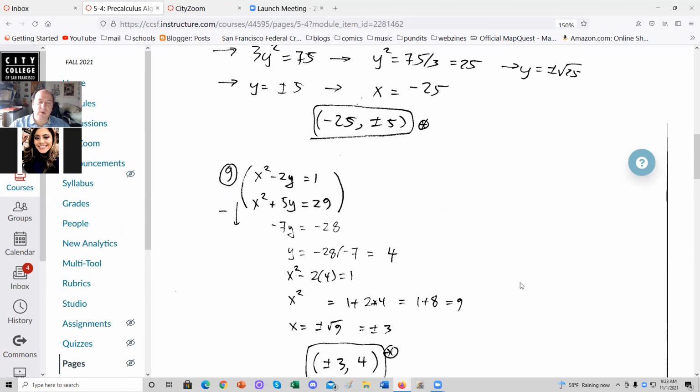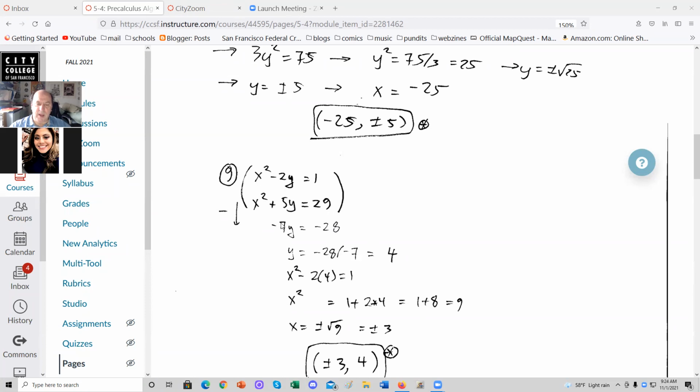Here we have two equations, which I suppose correspond to two parabolas meeting somewhere. x squared minus 2y equals 1, x squared plus 5y equals 29. Therefore, subtracting equations, this equation minus this equation, the x squareds cancel. Minus 2y minus 5y equals minus 7y. 1 minus 29 is negative 28. Negative 7y equals negative 28. So y is negative 28 over negative 7, which is 4.